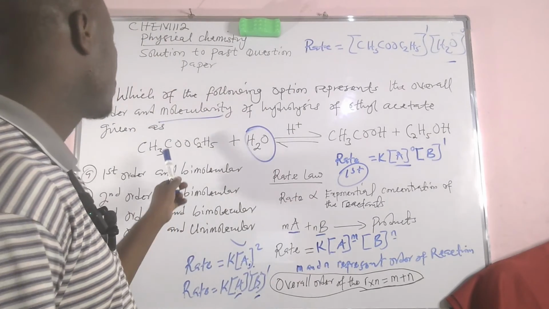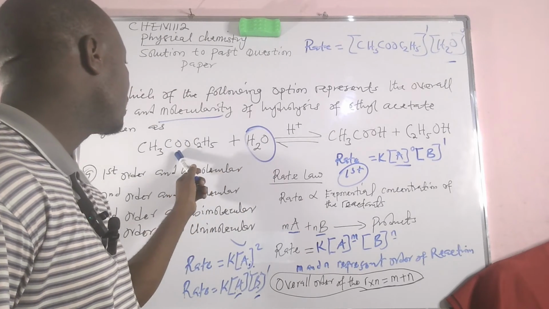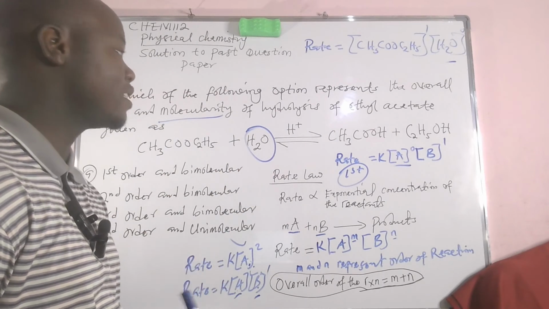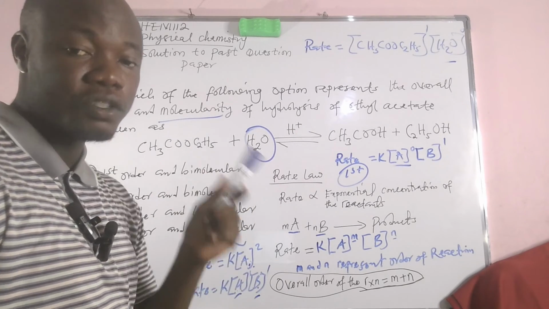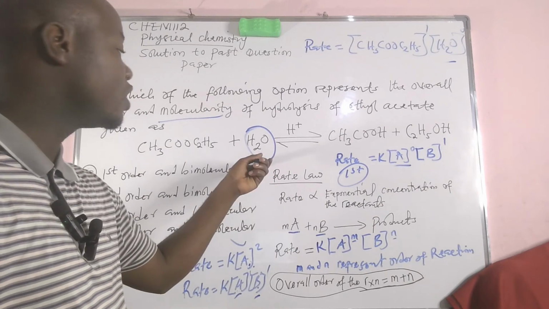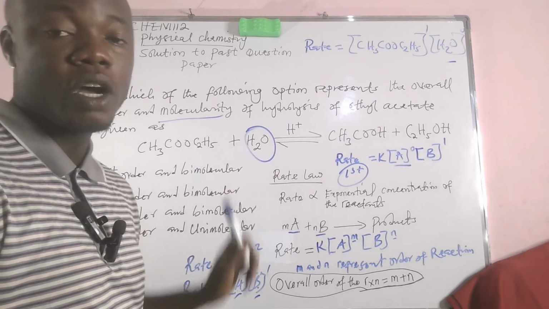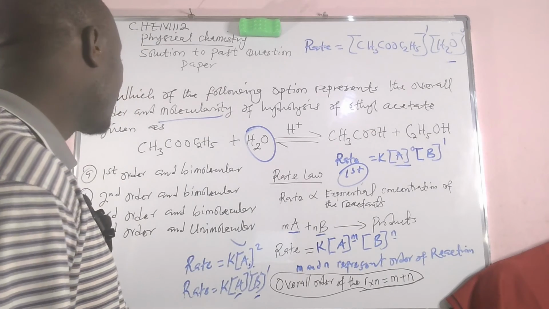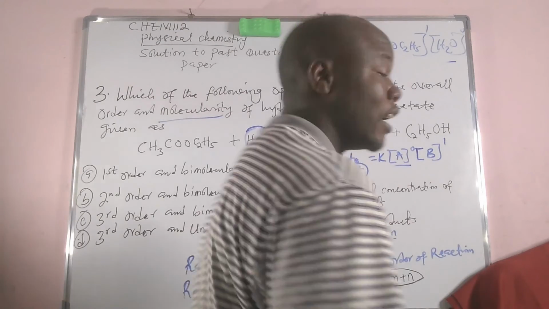But in this case, you have two molecules that participate in the reaction, water and ethyl acetate. So that is why it is bimolecular, but it is a first order reaction because the concentration of water is higher and maintained constant throughout the reaction. So that is why the answer for this reaction is option E. That is first order and bimolecular.